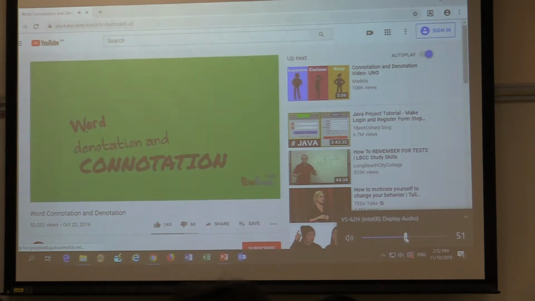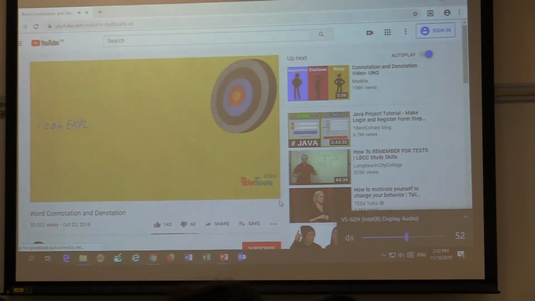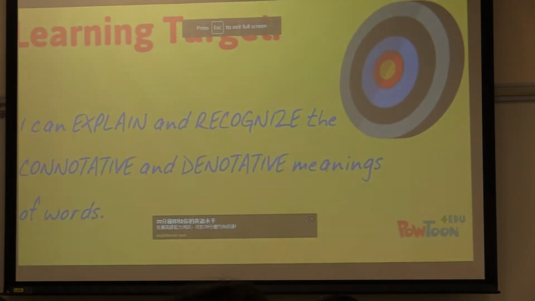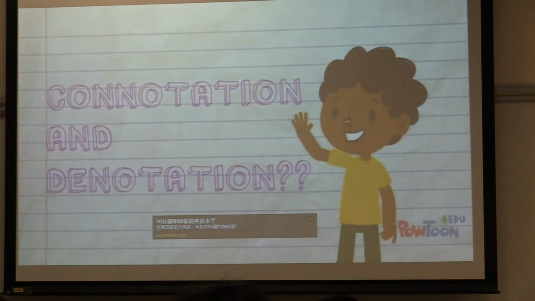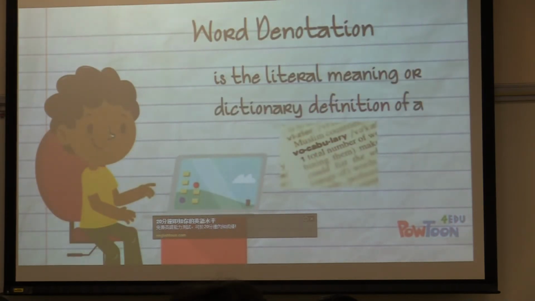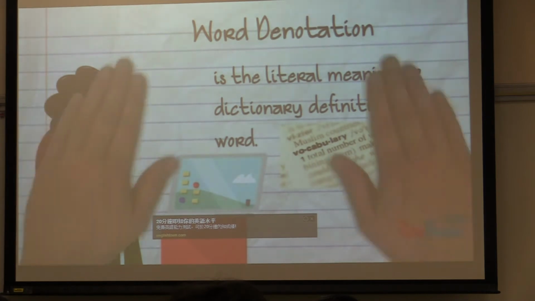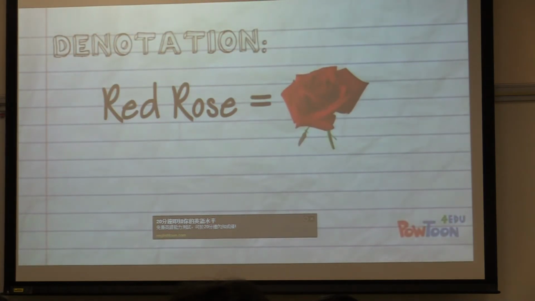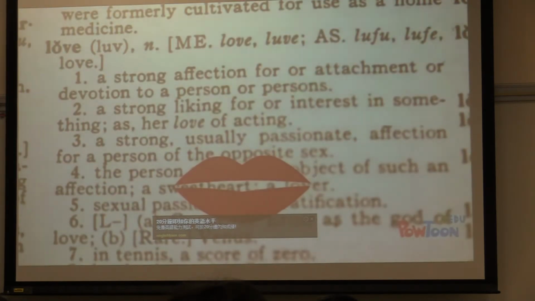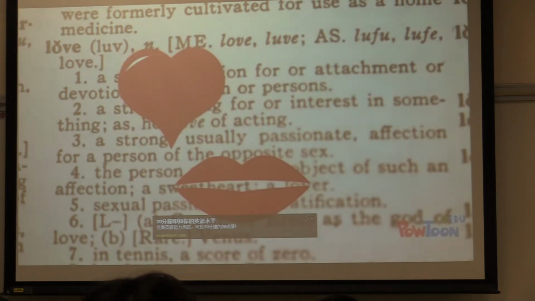About word connotation and denotation. By the end of this video, you'll know how to explain and recognize the connotative and denotative meanings of words in a text. But what are connotation and denotation? I'm glad you asked. I'll explain denotation first. Denotation is the literal meaning or dictionary definition of a word. It's very straightforward and easy. A red rose is a type of flower, while an apple is a delicious fruit. These are their denotations.